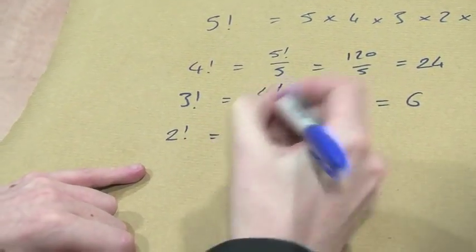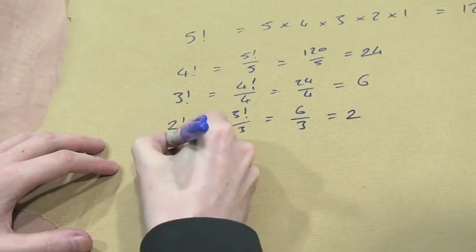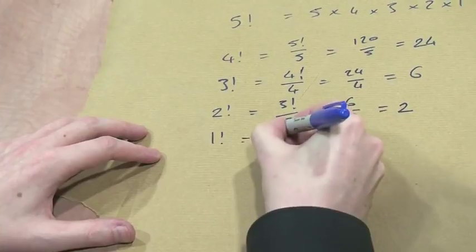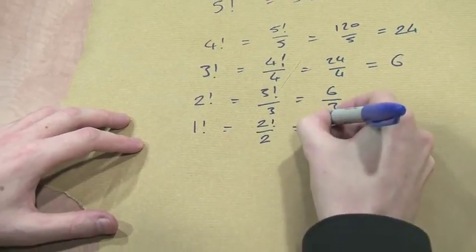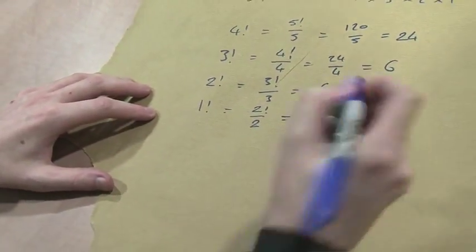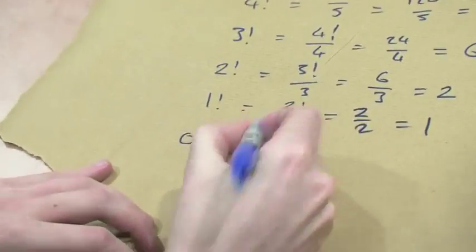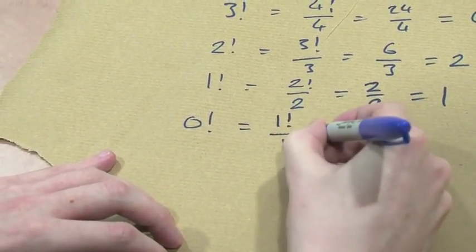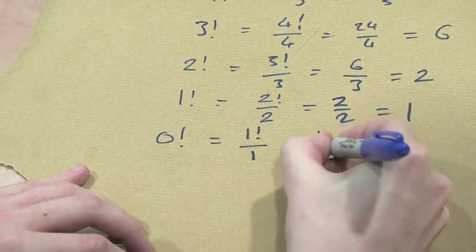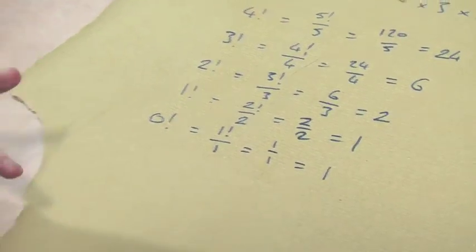2 factorial is 3 factorial divided by 3. 6, which we've just worked out, divided by 3 equals 2. 1 factorial, do it again, is 2 factorial divided by 2. 2 factorial is 2. Divided by 2, we've got 2 divided by 2. Yeah, that's equal to 1. And now this is where it's getting exciting. Do you feel the anticipation? So 0 factorial, we're going to complete the pattern. 0 factorial is 1 factorial divided by 1. 1 factorial is 1. It's 1 divided by 1, and that is equal to 1. So 0 factorial is equal to 1.